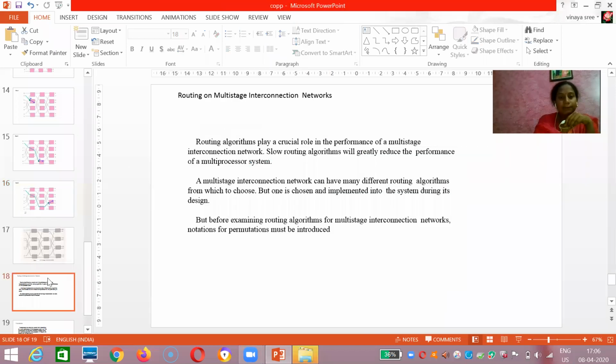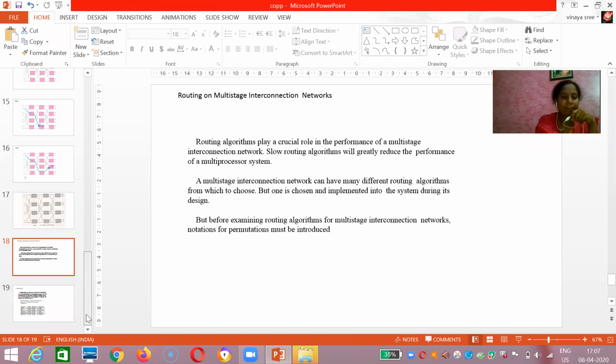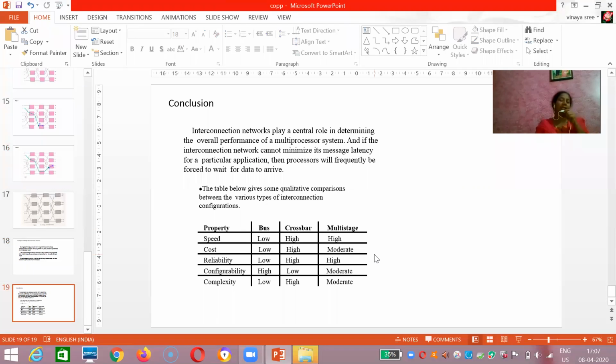So see here, ma'am. The main problem in multi-stage switching networks is that the routing algorithm plays a crucial role in the performance of a multi-stage interconnection network. A slow routing algorithm greatly reduces the performance of a multiprocessor system. So finally, we will compare all three and end this multi-stage interconnection switching network. Conclusion: interconnection networks play a central role in determining the overall performance of a multiprocessor system.